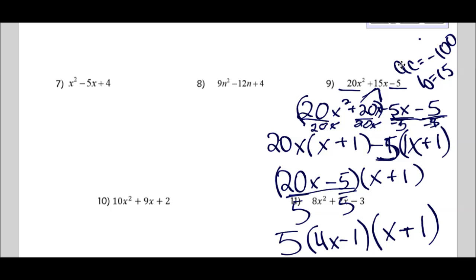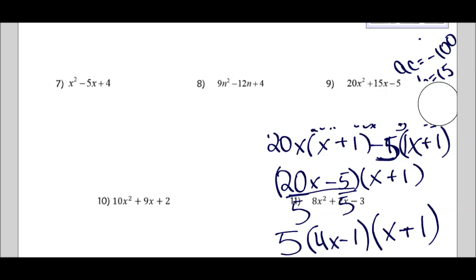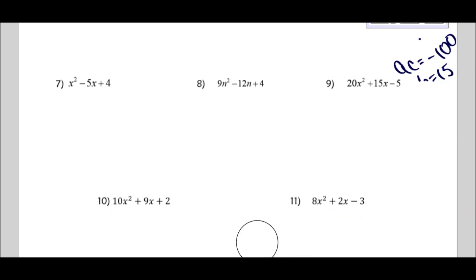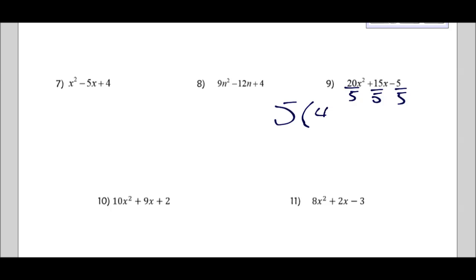Okay. If I did see the GCF, it's going to make it a little bit easier, or I guess tougher, depending on how you're thinking about this. If I saw that GCF in the beginning, if I see that I can divide all of this by 5 right away, I'm going to do that, and it changes into 4x squared plus 3x minus 1. The number in front of there is 4. So a is not 1.